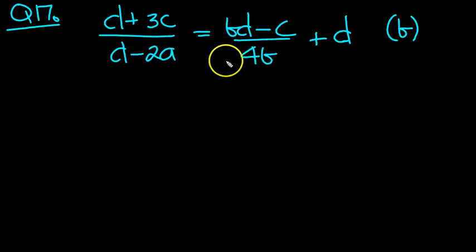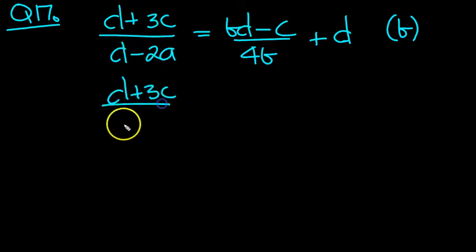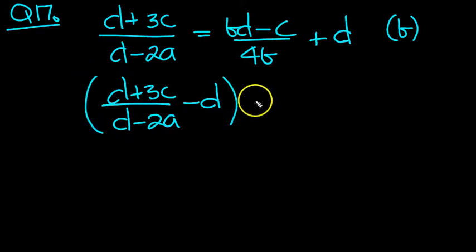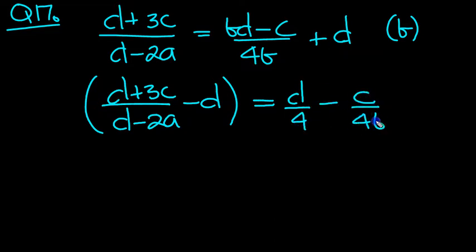So okay, let's split this fraction up. So we've got the d plus 3c over d minus 2a. Let's move this d over to be with it, so it's minus d. Put that all in a bracket then. Equals, split this fraction up, so it'll be the first term, the b's are common, so it'll be just d over 4.